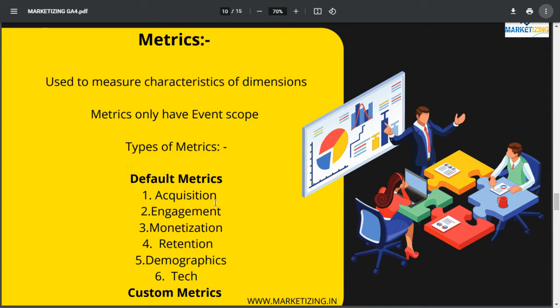So the default metrics are categorized into six parts, as we have already categorized the dimensions. The same categorization would be applicable to metrics. It comes under acquisition, engagement, monetization, retention, demographics, and tech. So let us now go to the interface and see the different kinds of metrics that are available in each category.